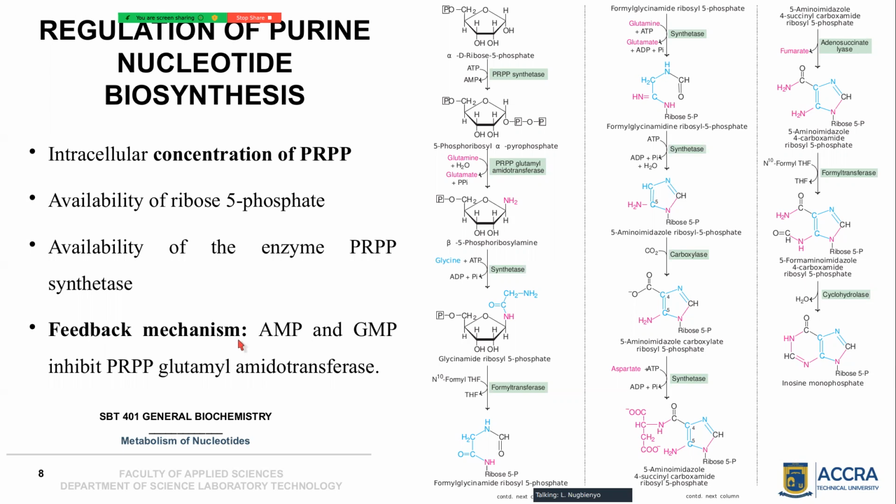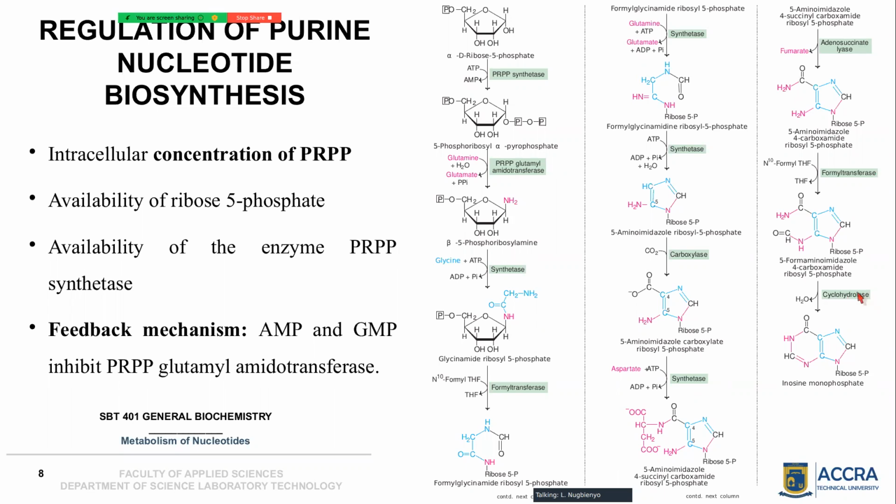So if you look critically in these reaction paths, you see the enzymes that are responsible for each reaction path are shaded in green. So the phosphoribosylpyrophosphate synthase, first one, the phosphoribosylpyrophosphate glutamyl aminotransferase, on and on and on. You see all of them: synthase, carboxylase, synthetase, all of them over here. Adenylosuccinate lyase, formyltransferase, cyclohydrolase. All these enzymes are shaded in green.